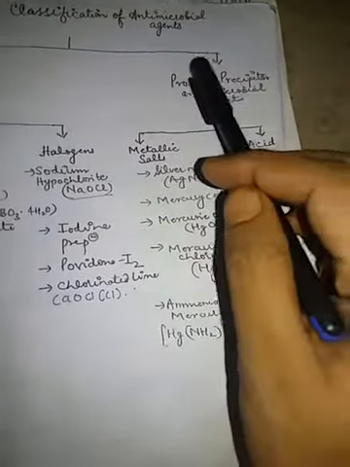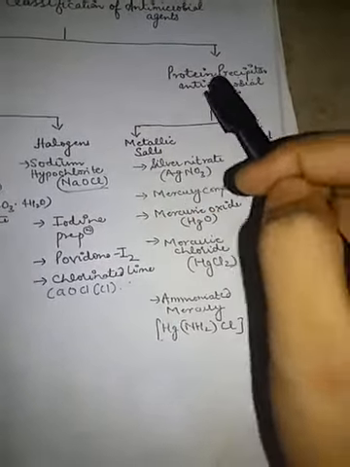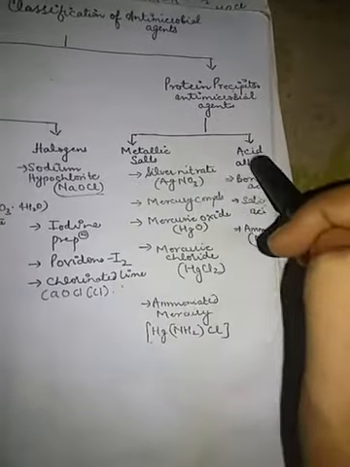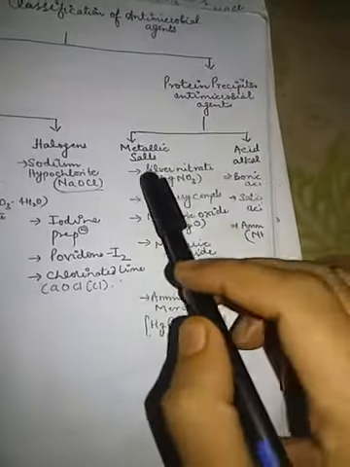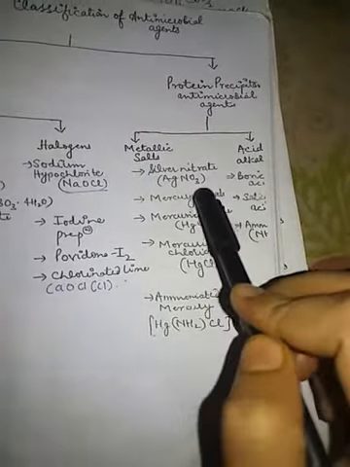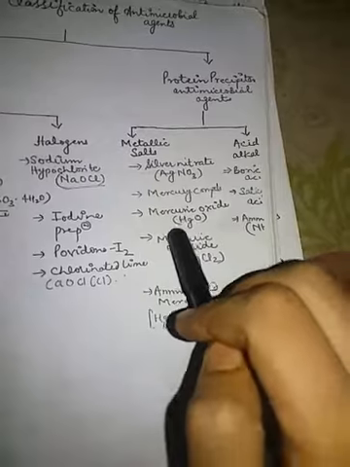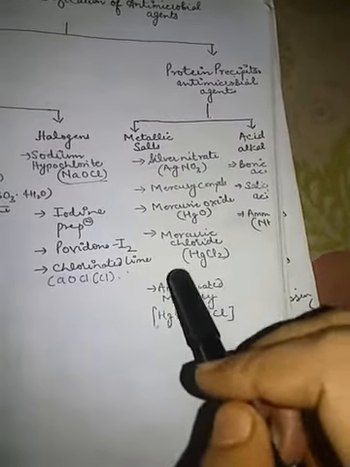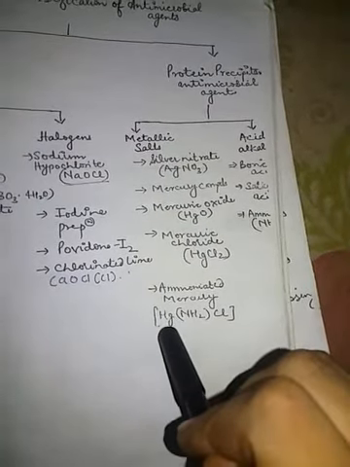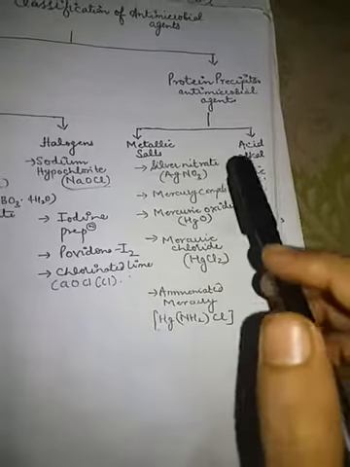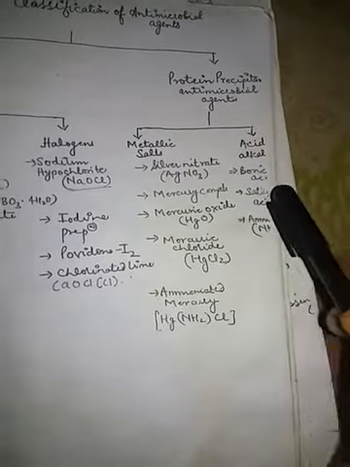Chlorinated lime, which we discussed in today's class, has the formula CaOCl2. Protein precipitation antimicrobial agents are divided into metallic salts and acid alkalis. Metallic salts are silver nitrate AgNO3, mercury compounds like mercuric oxide HgO, mercuric chloride HgCl2, and ammoniated mercury, which has the formula HgNH2Cl. And acid alkalis: boric acid, salicylic acid, and ammonia.